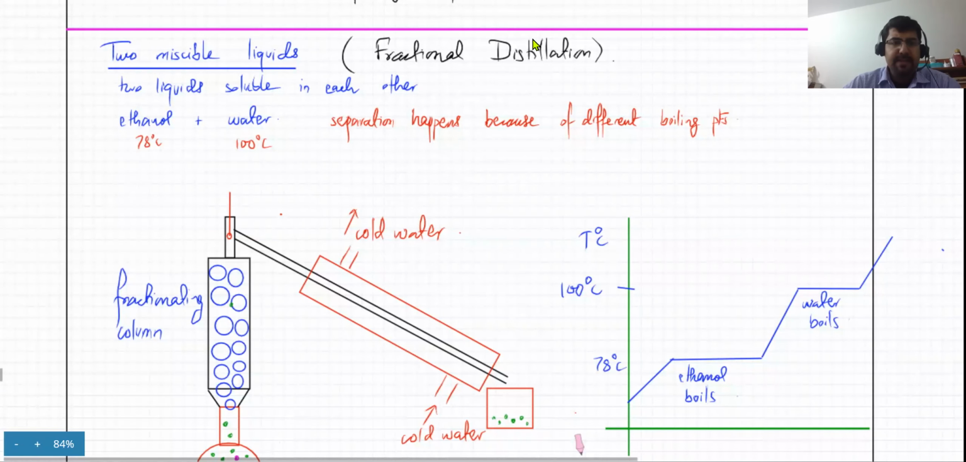Now we had reached this point. Okay, we had started talking about miscible liquids, where we had talked about two soluble liquids in each other, and it could be more than two as well. You can have more than two liquids. You can have many different liquids dissolved in each other.